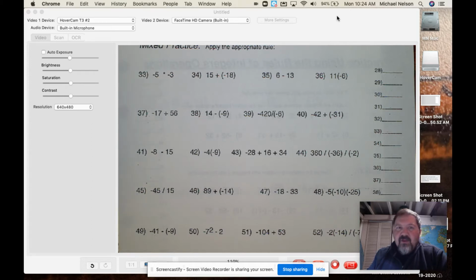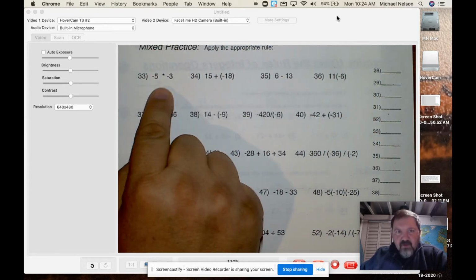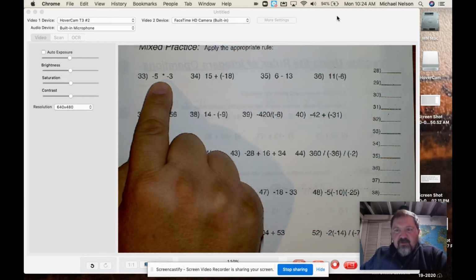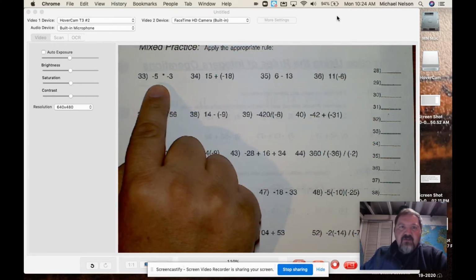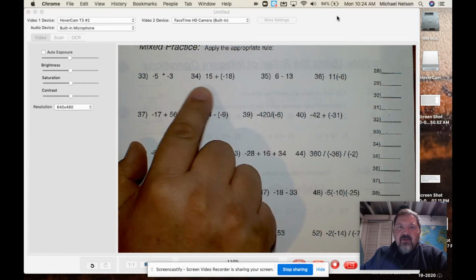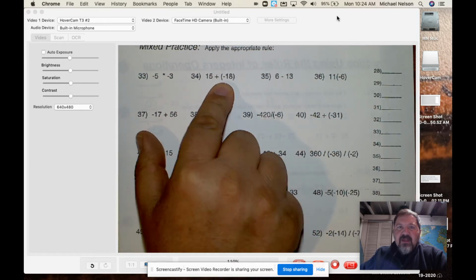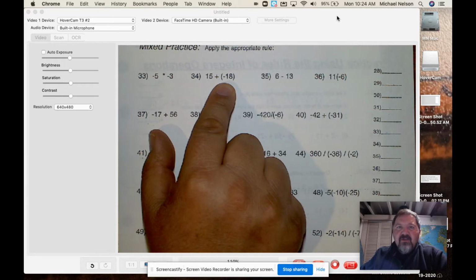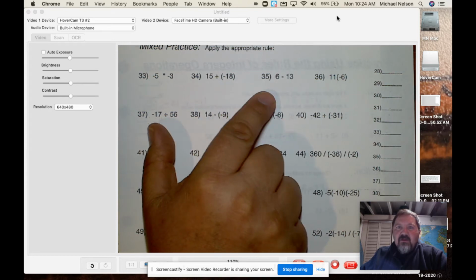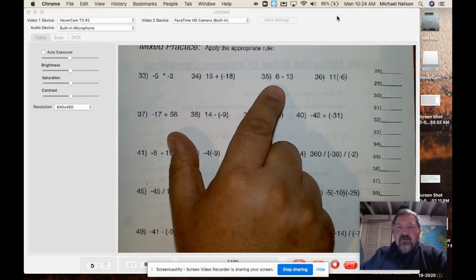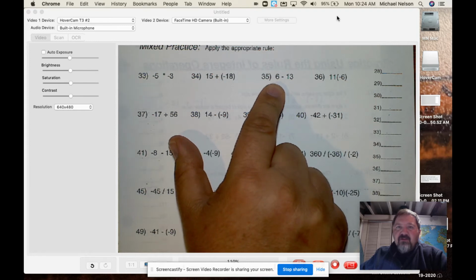So what I mean by that, let's look at this first one. You have an asterisk, which in the world of typing, that's often used as a multiplication symbol. That's that dot between the two numbers. So this would be negative 5 times negative 3. This one over here, you've got an adding, and you're adding a negative number. It's in the parentheses to separate that negative from your addition sign. You don't need it, but it is helpful to do that. This one's just simple subtraction, 6 minus 13, but it is subtraction.